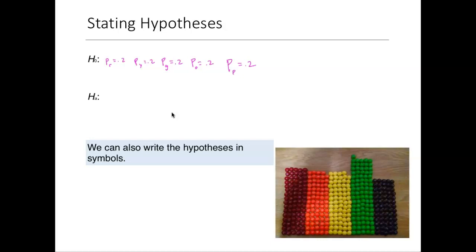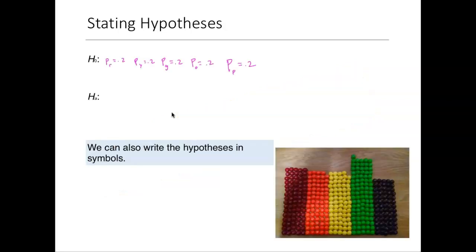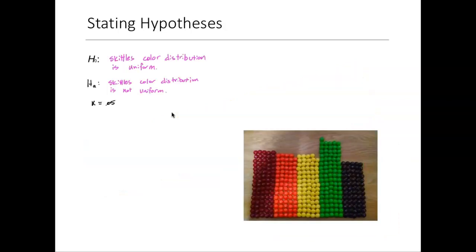But I want to be clear, and this is something that they state caution for. You don't want to state the alternative hypothesis in a way that suggests every proportion has to be wrong, because that doesn't have to be the case. It's just that one or more of them have to be wrong, which is why it's a little easier just to state these verbally. Just state this color distribution is uniform or it's not. Easy enough, right? All right.